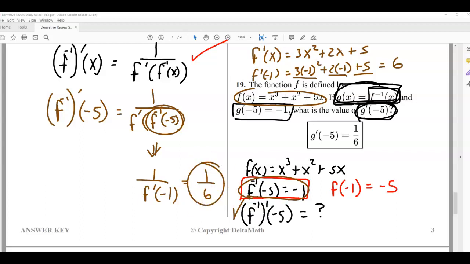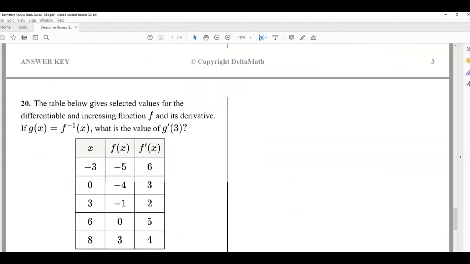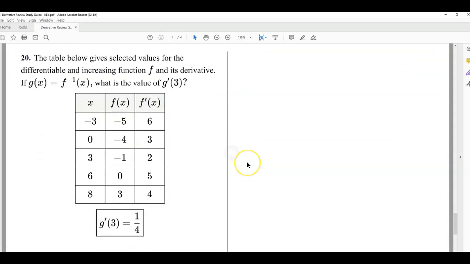All right, so what did we do here? I rewrote it with f inverses instead of g's. Then I plugged stuff into my formula, and then I calculated from there. Right? Go ahead and do one more. Here's another inverse question, but once again, they're using the g notation instead of the f notation.